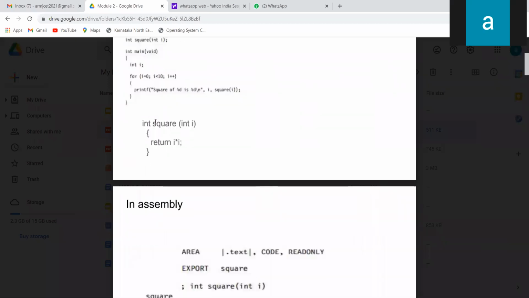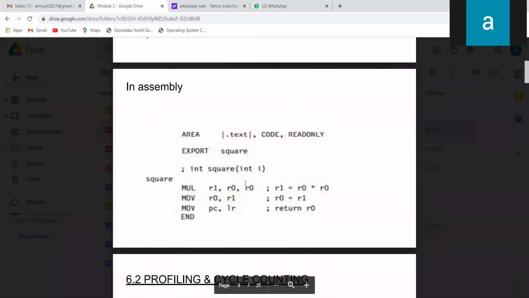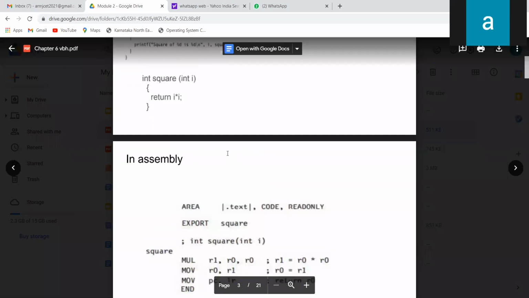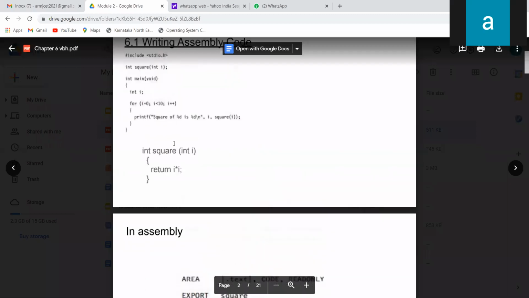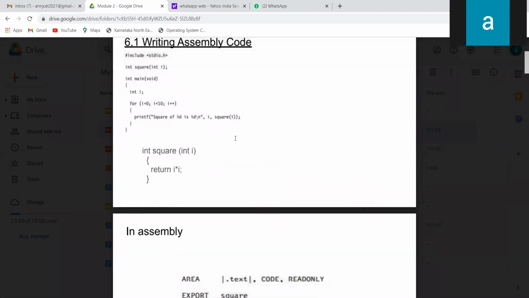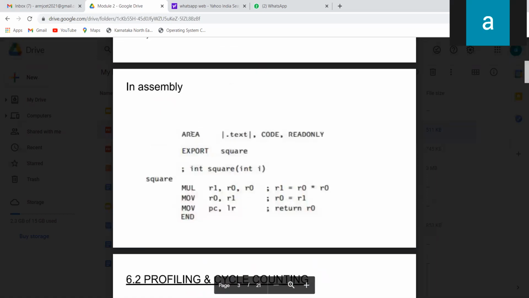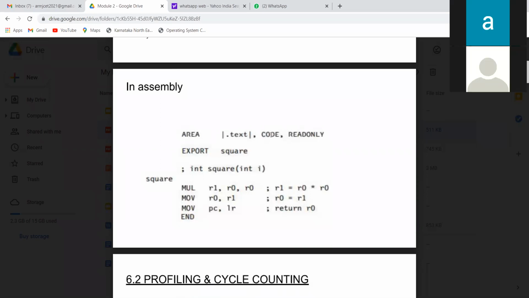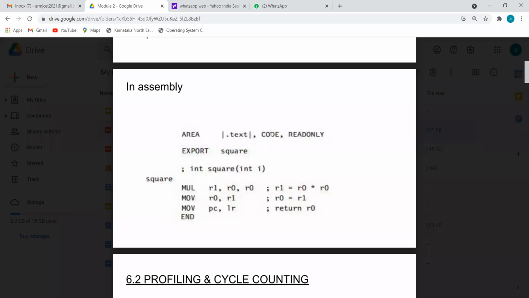The same program in a shorter format, we are not taking limits like lesser than 10, greater than 10, just concentrating on how the square is working. So we'll write one AREA. Okay, so you know this AREA, and what do you mean by CODE and READONLY? CODE means this part of the program has only executable instructions, no values, no data. READONLY, we are not going to write any of the data.